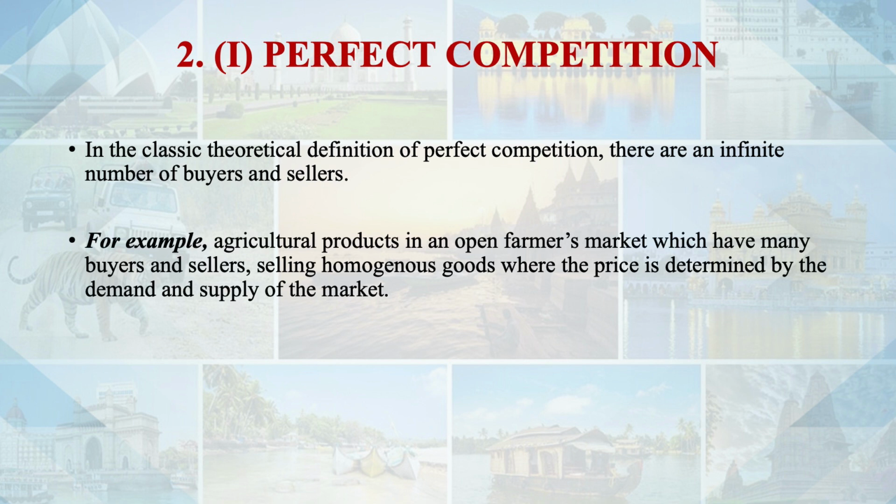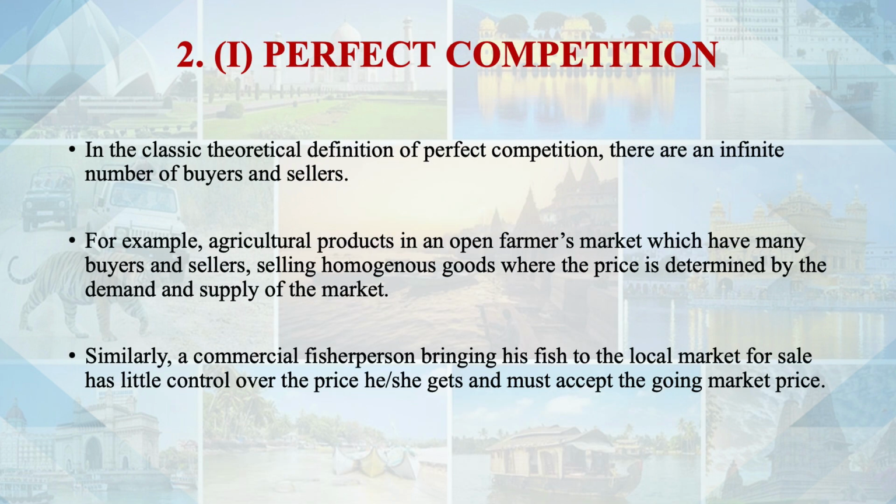For example, agricultural products in an open farmers market, which have many buyers and sellers, selling homogeneous goods where the price is determined by the demand and supply of the market. For example, if you go to a farmers market in India, commonly also known as Haat, you will see that if they are selling staple vegetables like potatoes, onions, tomatoes, all of them will probably have similar or nearby rates or prices, which is determined by whatever is the demand and supply of the market on that particular day.